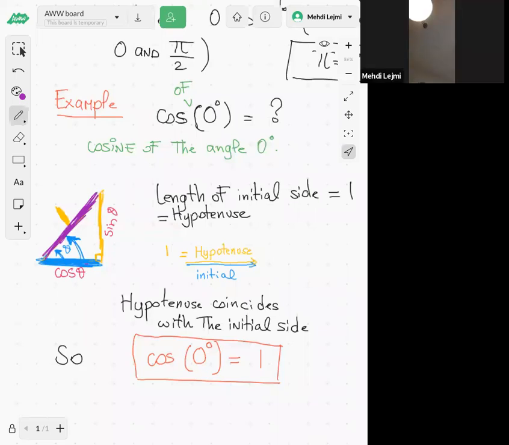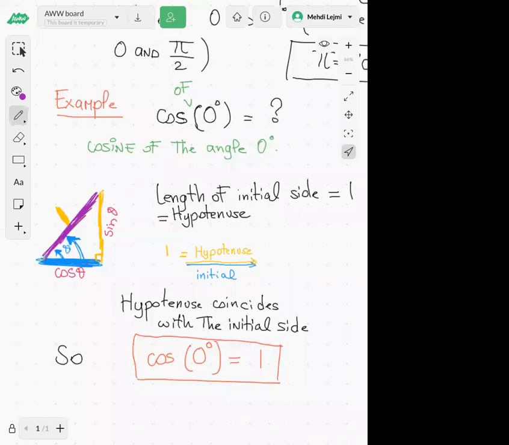If they coincide, they have the same length. This blue side and the hypotenuse coincide, so they have the same length, and then the length of this adjacent side would be just 1. But I have a question. If the hypotenuse was like 5, then the answer would be like 5?